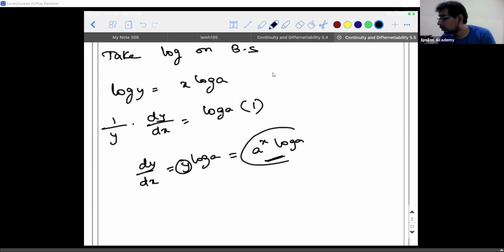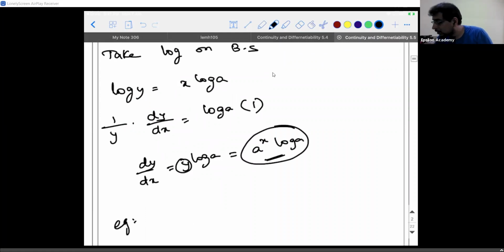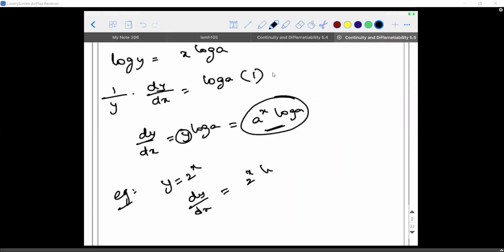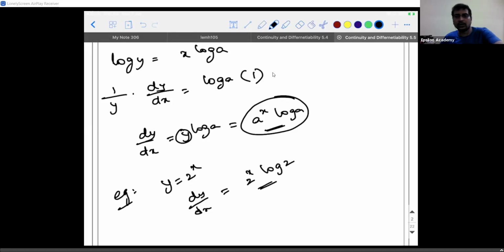And one more thing is, you can remember this like a formula. Example, y is equal to 2 power x. What is dy by dx? 2 power x log 2. Okay, you can remember it like a formula. Shall I move on to the next one?